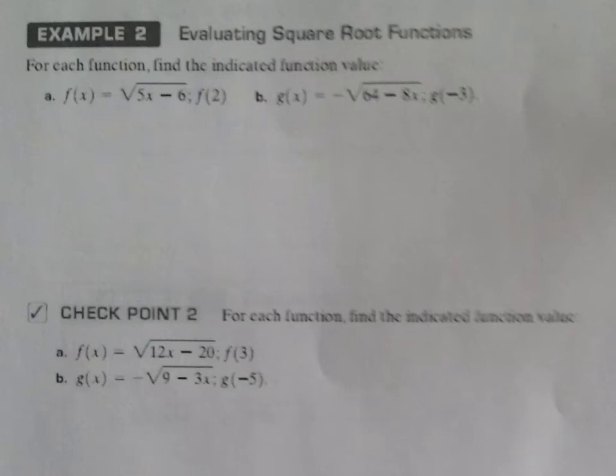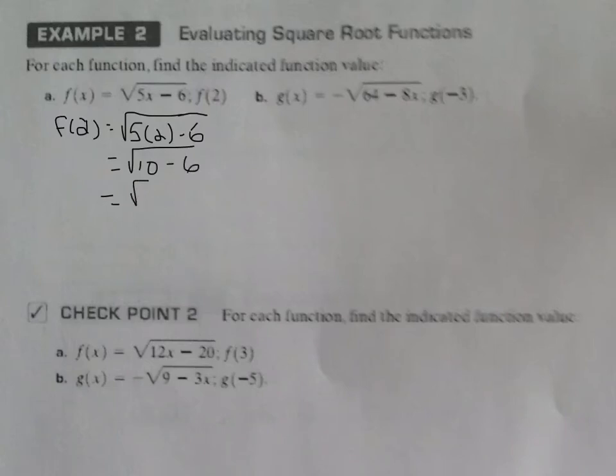Example 2, it says, for each function, find the indicated function value. So they want us to find f of 2 in this first one, which means we're plugging in the 2 for each of these x's. And so what we get is f of 2 equals the square root of 5 times 2 minus 6. And we're just going to evaluate that. Underneath the radical, we can multiply and we can subtract. So 5 times 2 is 10, 10 minus 6, which would be the square root of 4. And that is 2.